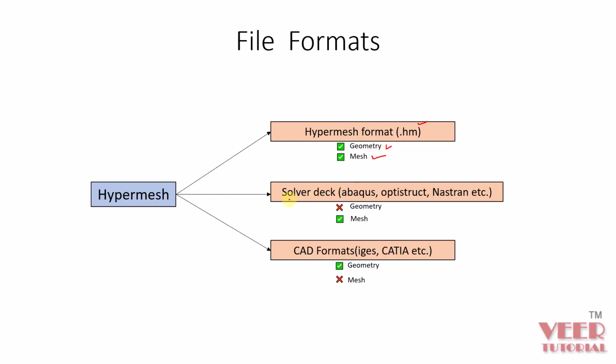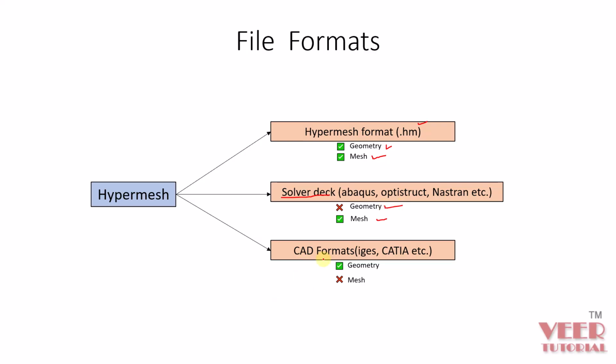Another file format is the solver deck file format. We know that there are multiple solvers available and Hypermesh supports all of them. For this, each type of solver has its own specific type of file. So Hypermesh supports files like Abaqus, OptiStruct, Nastran, etc. There are lots of file formats, and Hypermesh supports all of them. The solver deck contains the information about mesh, but it does not contain any information of geometry.